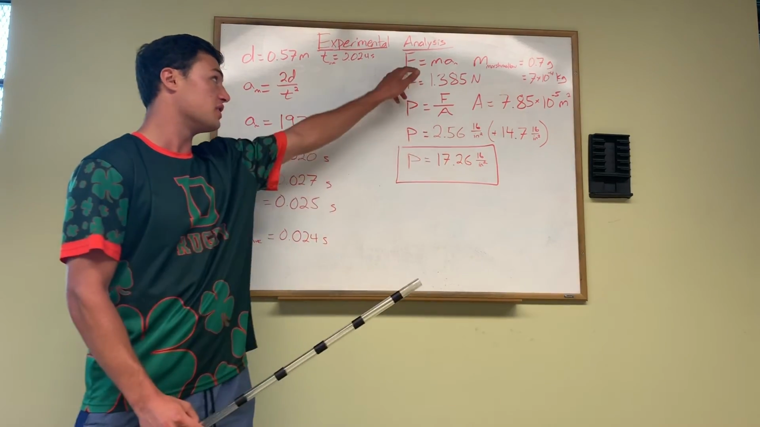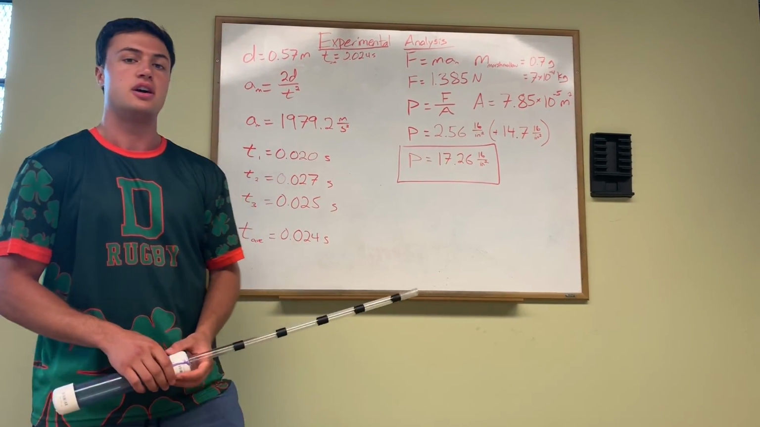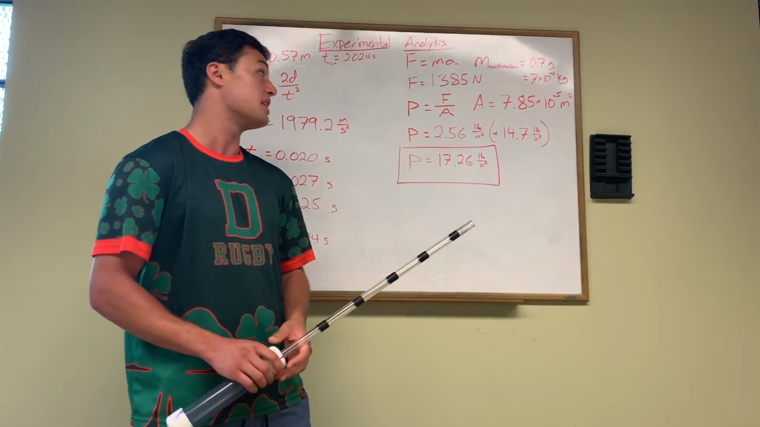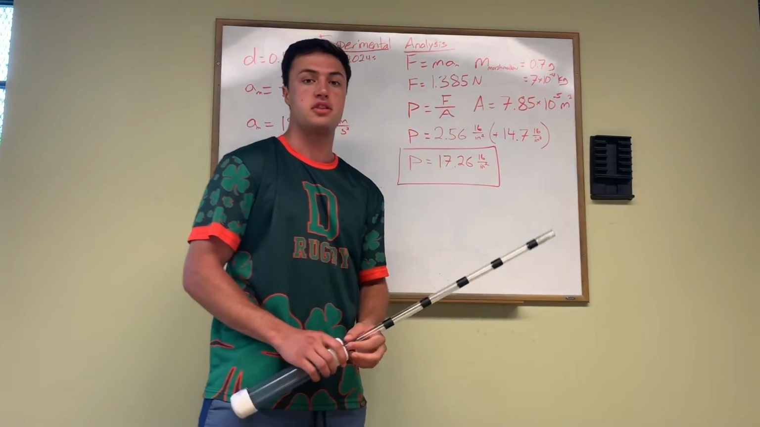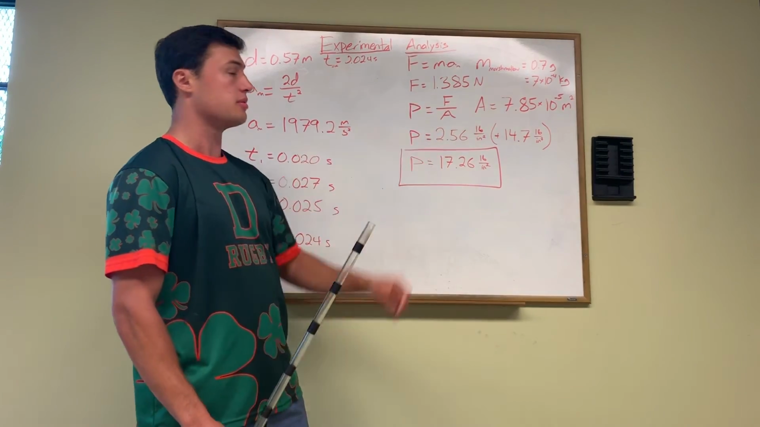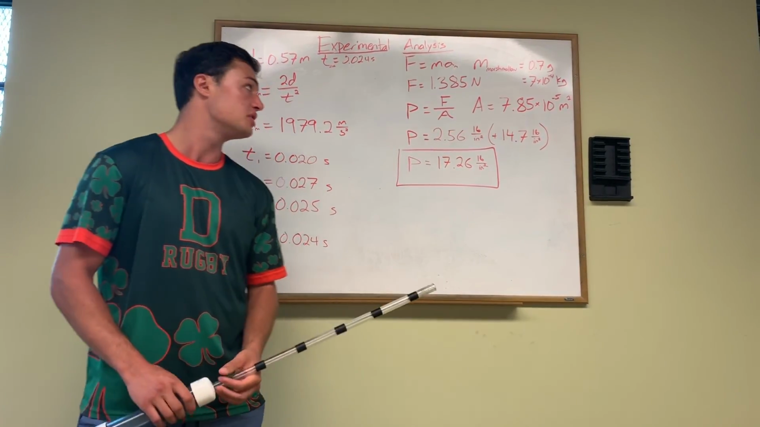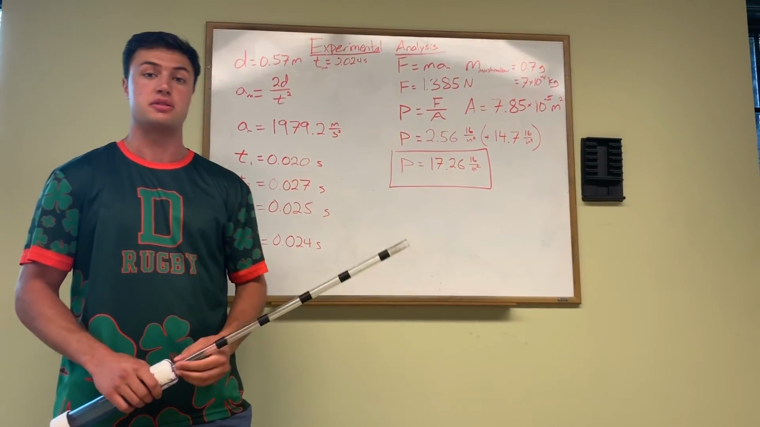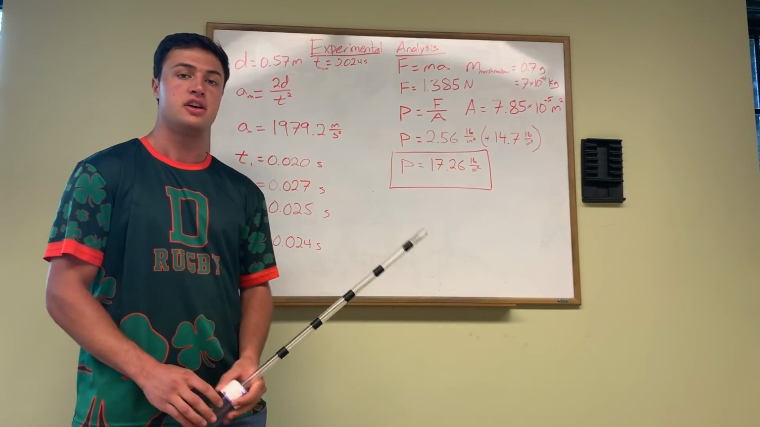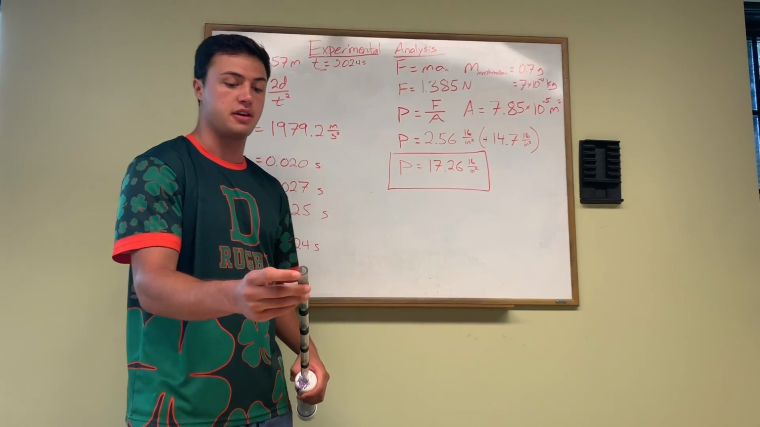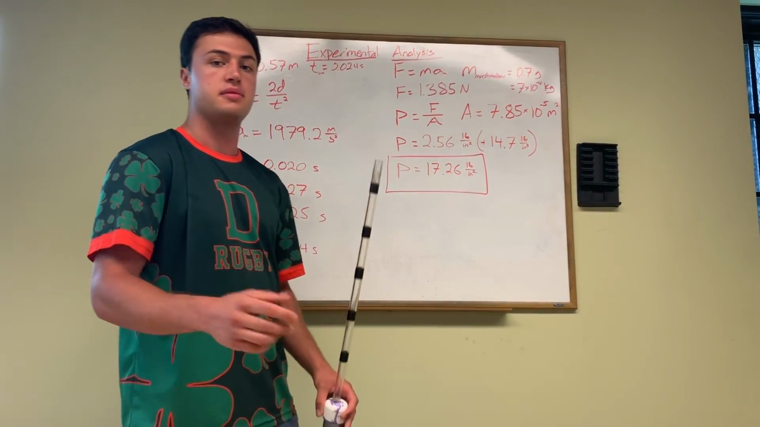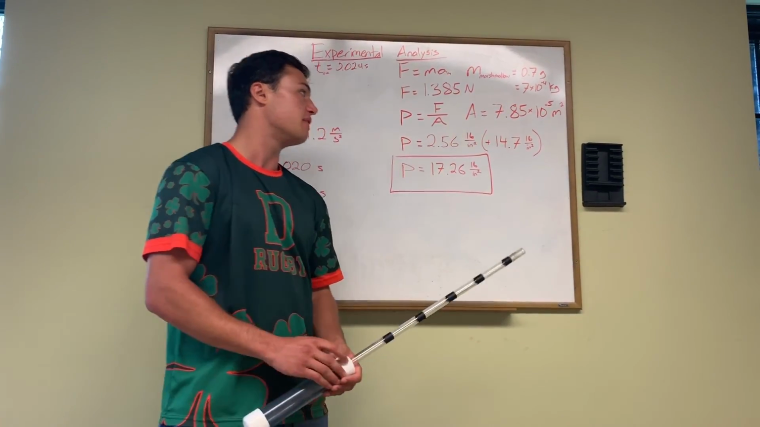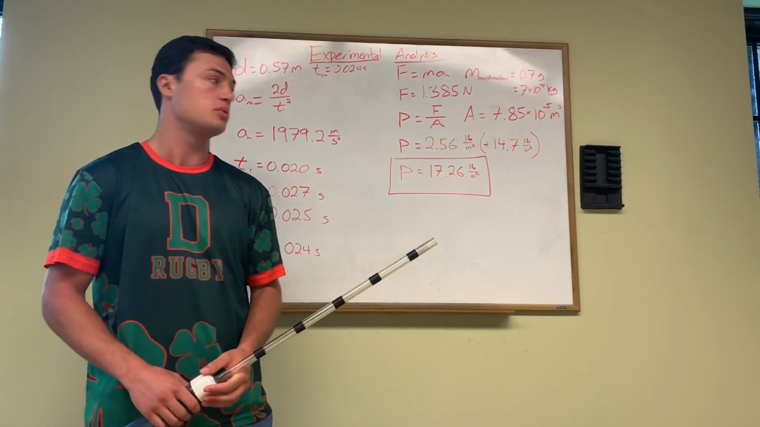We then found the force exerted on the marshmallow through that, and by measuring the weight of the marshmallow, the mass of which we found to be 0.7 grams, we found our force to be 1.385 newtons. And then lastly, we found pressure through the equation pressure equals force over cross-sectional area. We measured the cross-sectional area of our pipe, which is the same as the cross-sectional area of our marshmallow, and that area is 7.85 times 10 to the negative 5 meters squared.